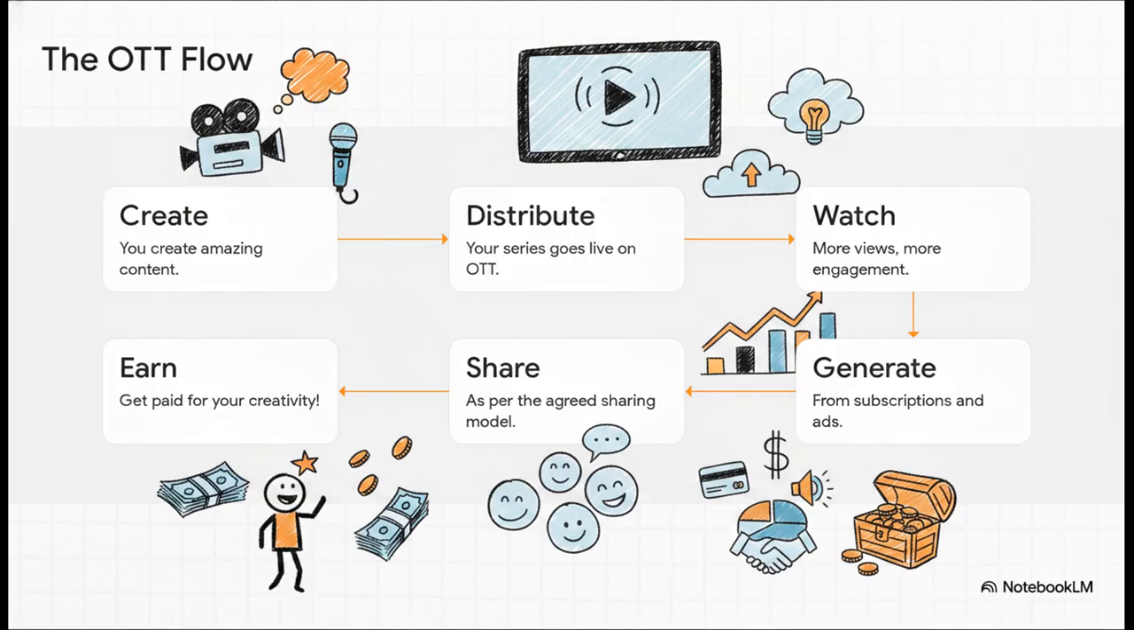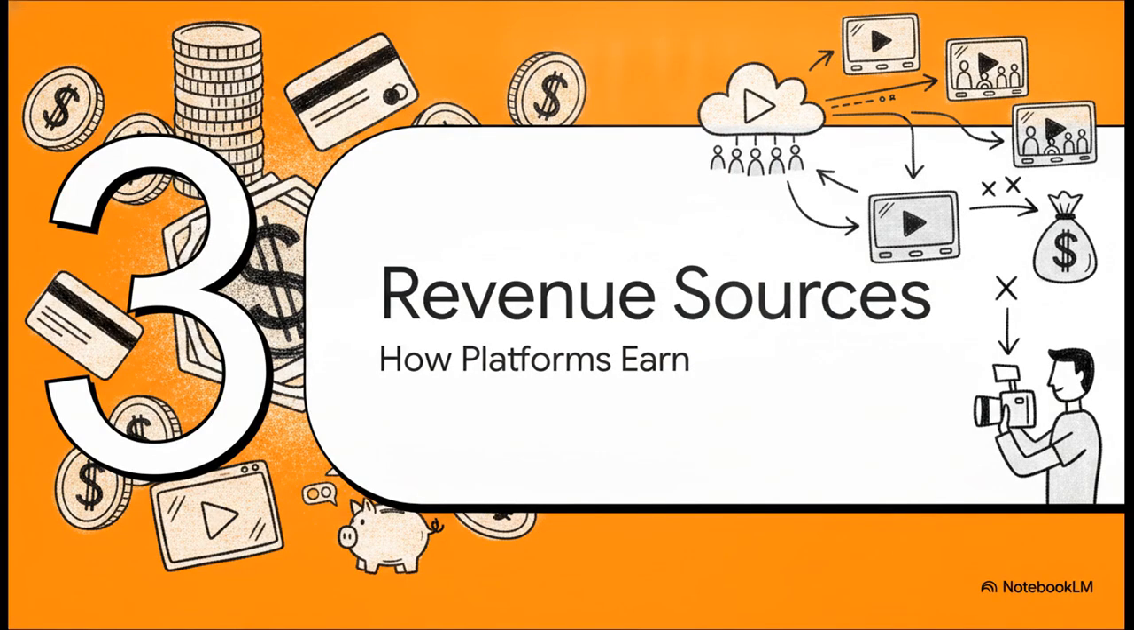Step 4. The OTT platform generates revenue from those active views. And then we hit Step 5, which is the critical pivot, revenue sharing. The platform splits that generated money with you based on your agreement. And finally, Step 6, you earn consistently on a rolling basis. You're basically building an automated pipeline that turns your past creative effort into ongoing financial reward. Let's move on and see how this builds in Section 3, common revenue sources.